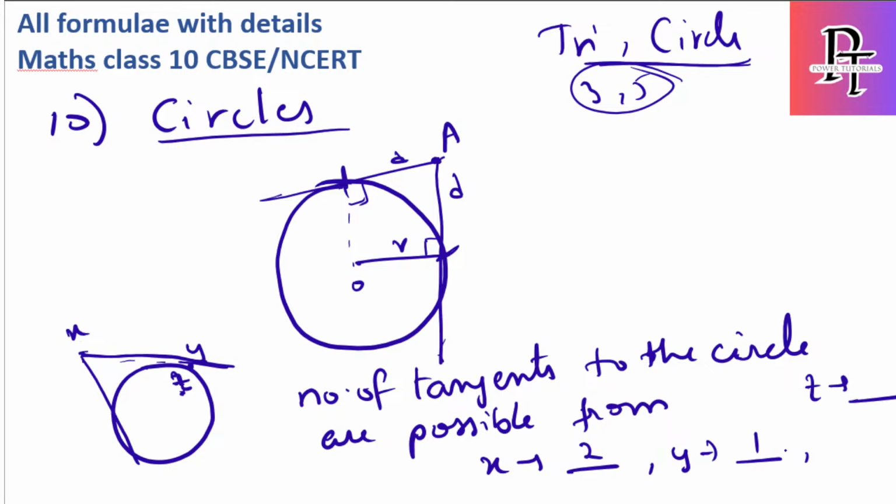Hari, can you please answer? From Z, how many tangents are possible? Yes, from Z, no tangent. Very good, Hari.